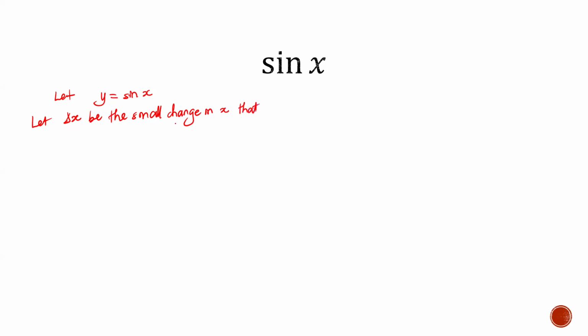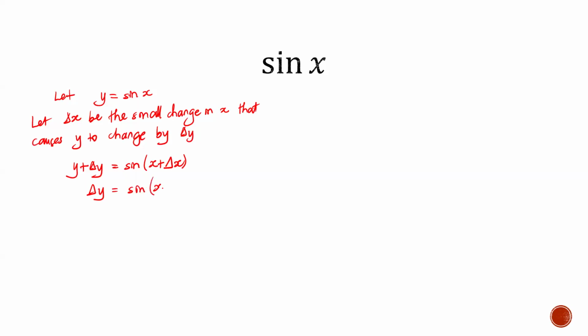that causes y to change by delta y. So this would mean that y plus delta y for point Q is equal to the sine of x plus delta x. And so delta y is equal to the sine of x plus delta x minus y, which is the sine of x plus delta x minus the sine of x.